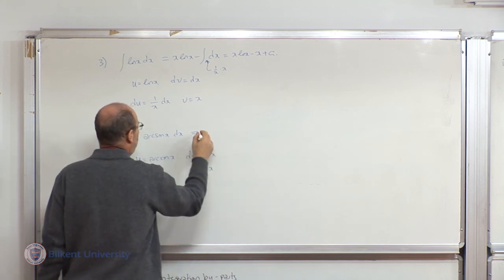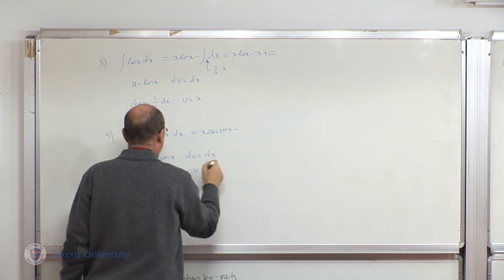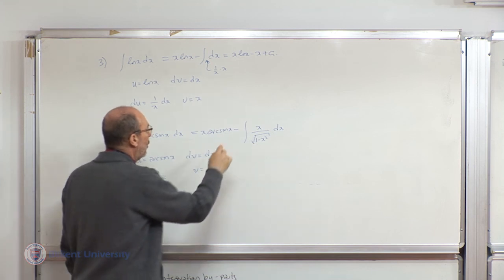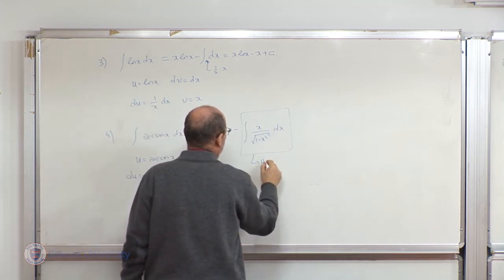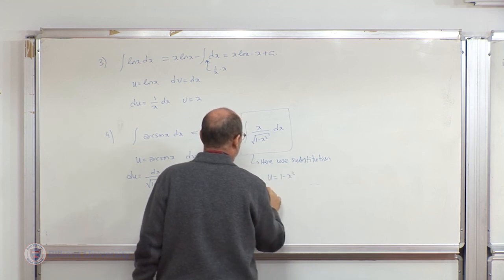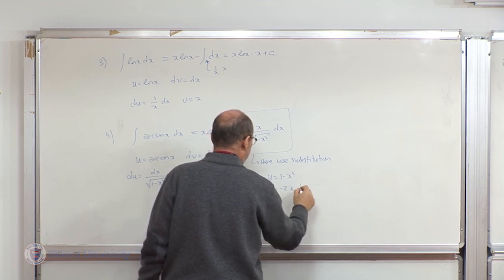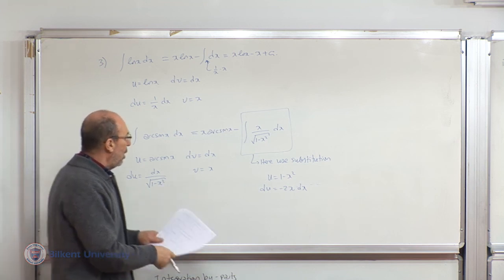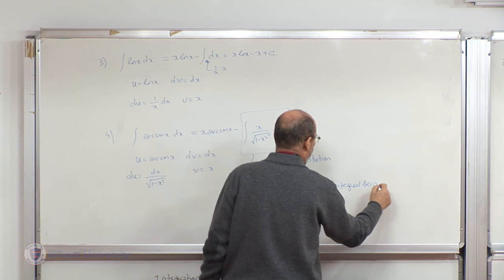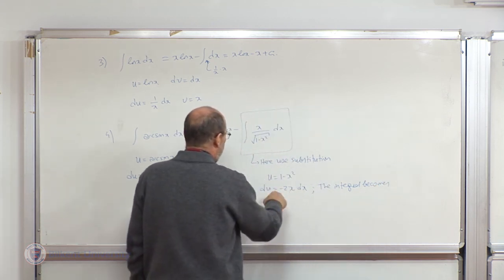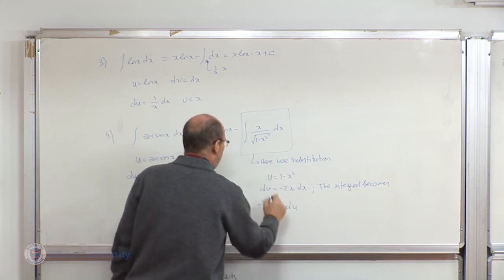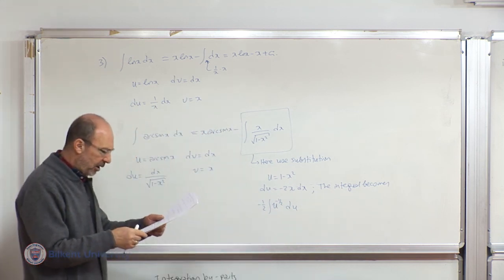So I continue. This times this gives x arcsine x minus the integral of x over the square root of 1 minus x squared dx. Here we use substitution. u equals 1 minus x squared, then du is equal to minus 2x dx. So then it works. x dx is minus 1 over 2 du, and the rest is u to the power minus 1 over 2. So we can integrate this.